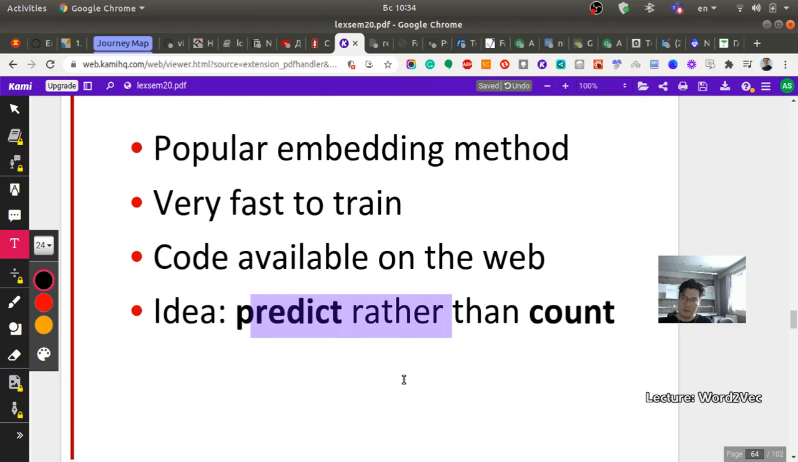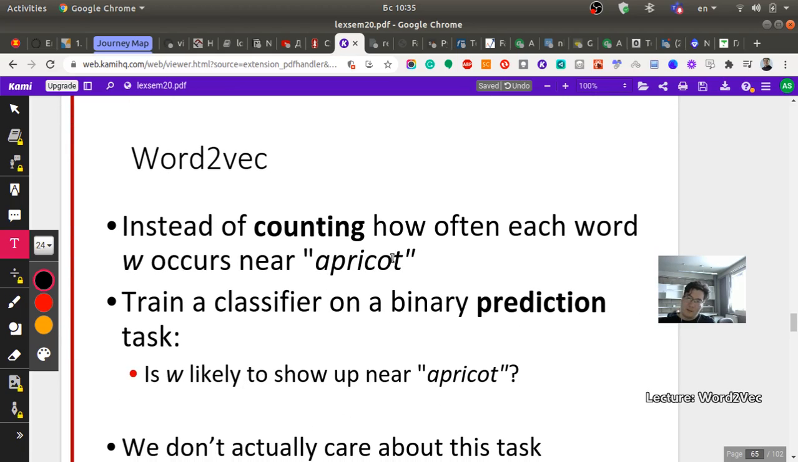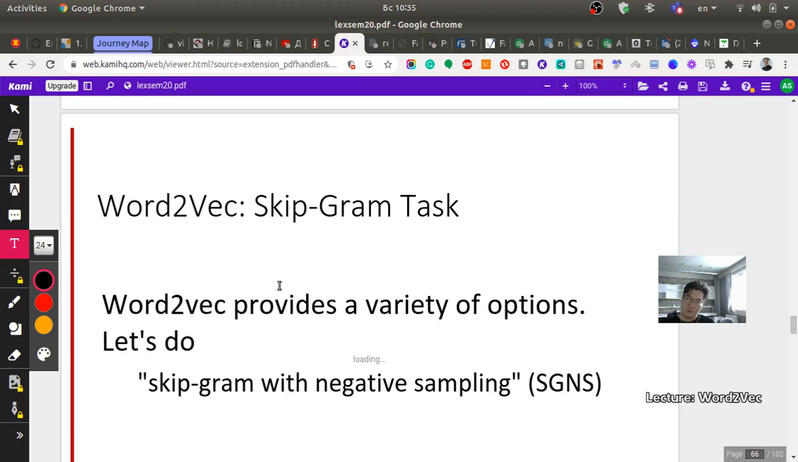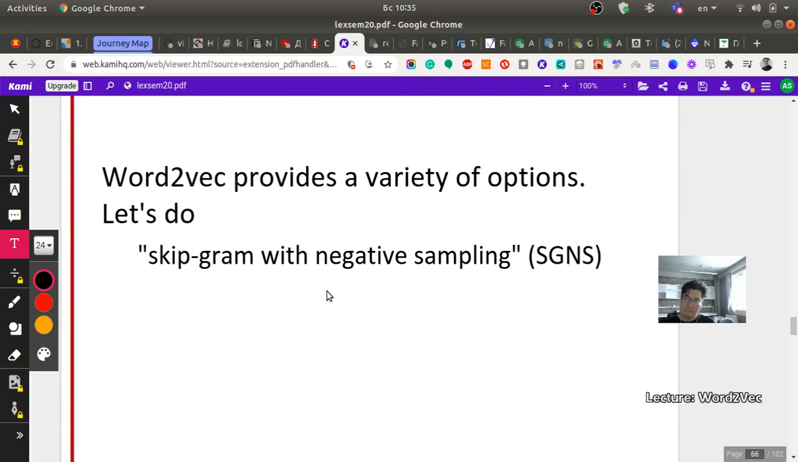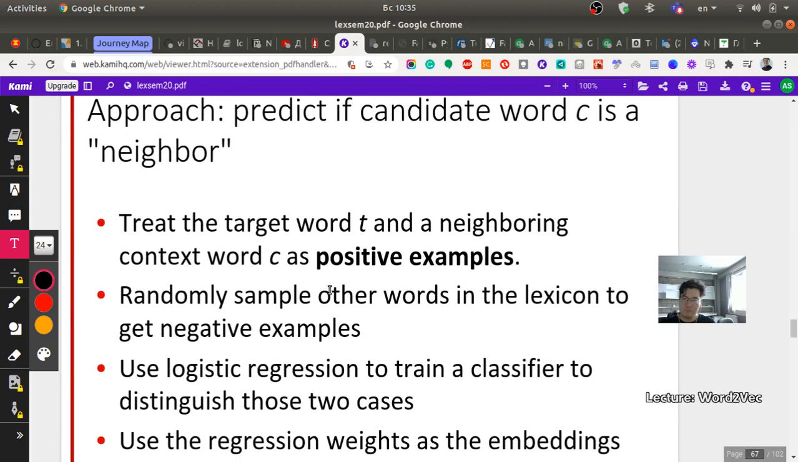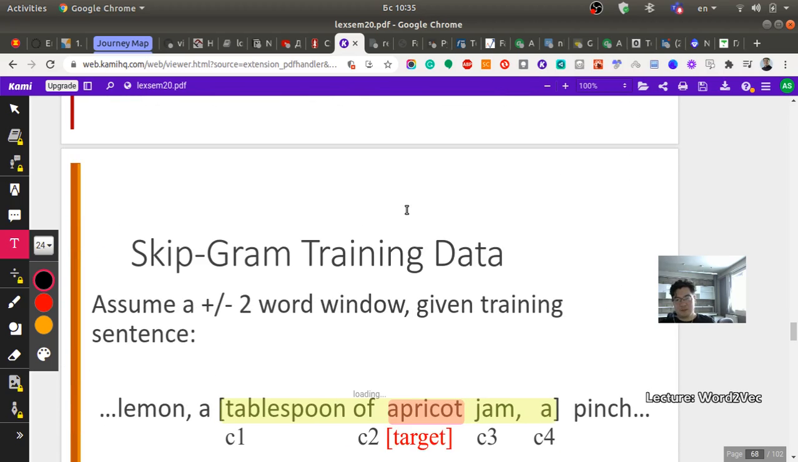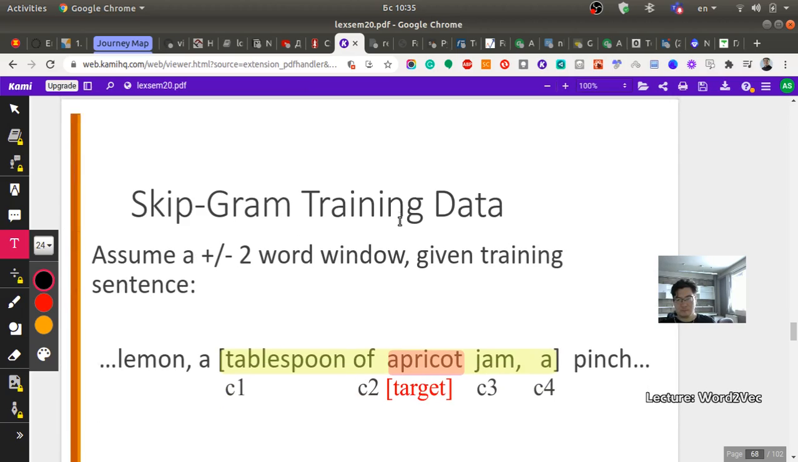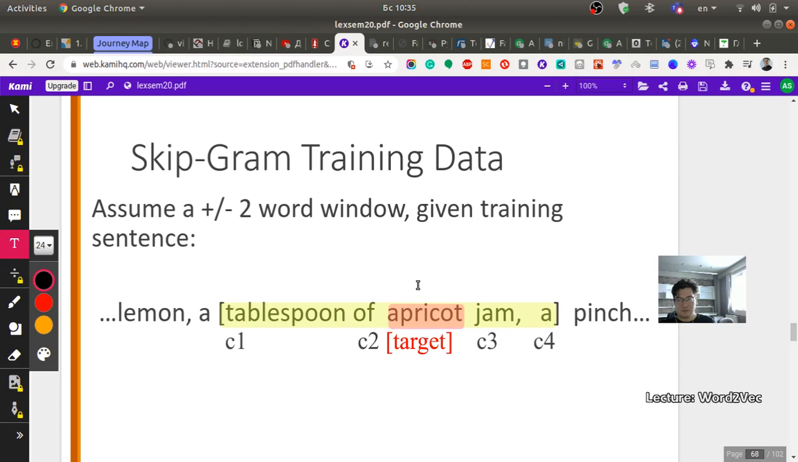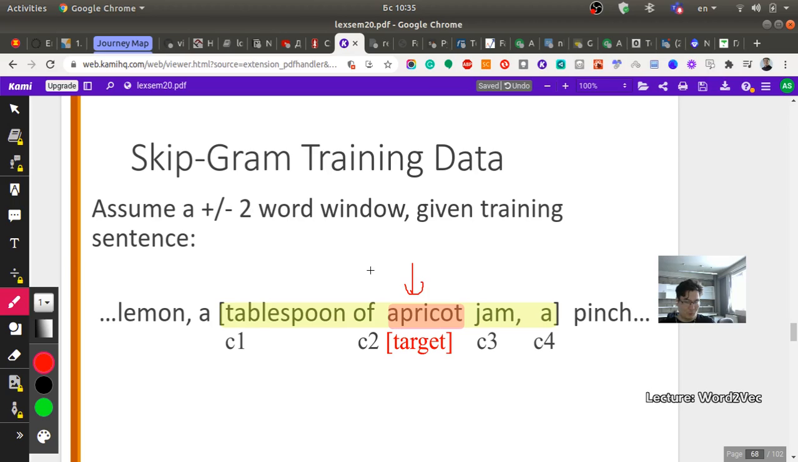So this is called generative. Instead of counting how often each word occurs near apricot, train a classifier on a binary prediction task: is the word likely to show up near apricot? So we want to predict something. For example, we have the target word apricot, and a window of plus minus 2, so two words on this side and two on this side.